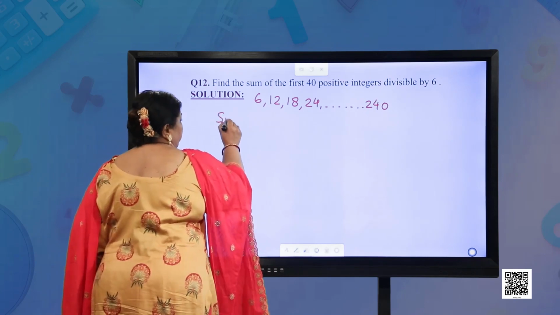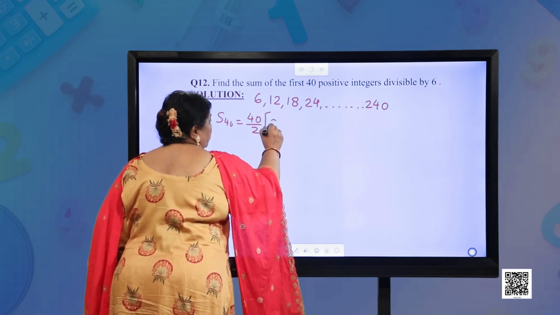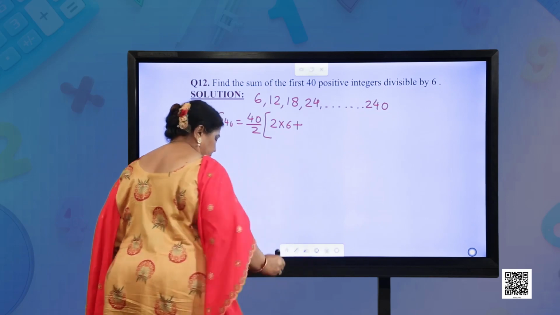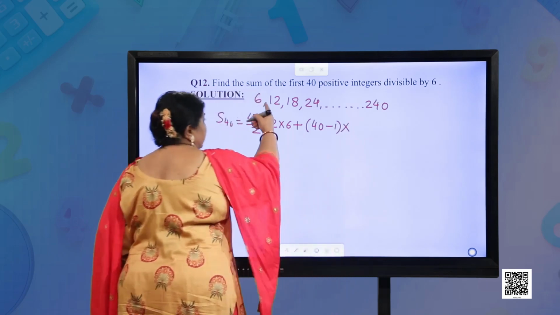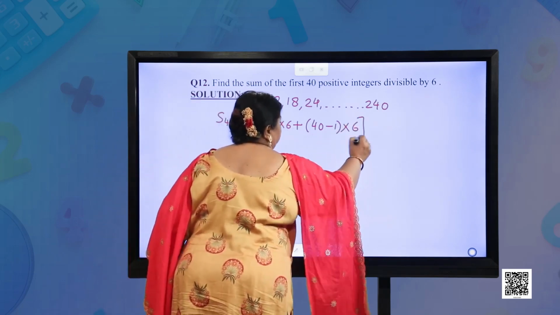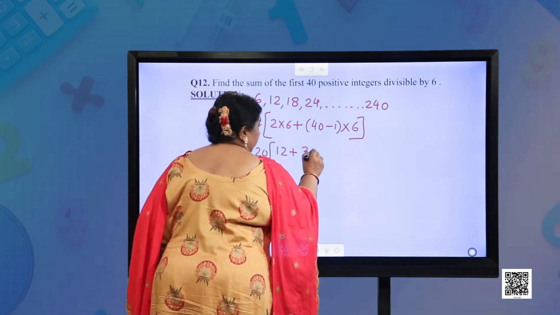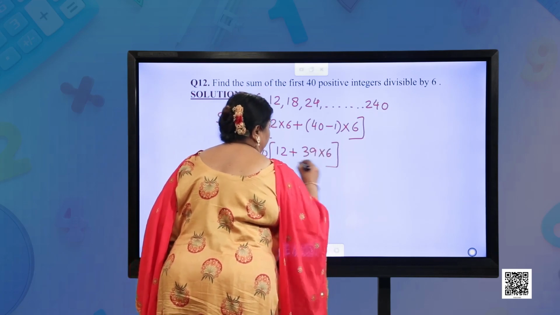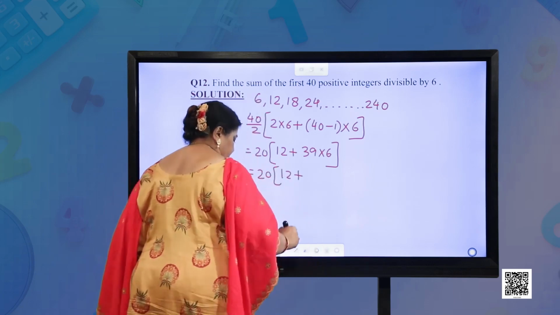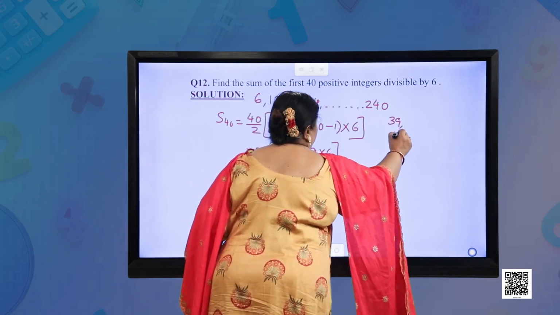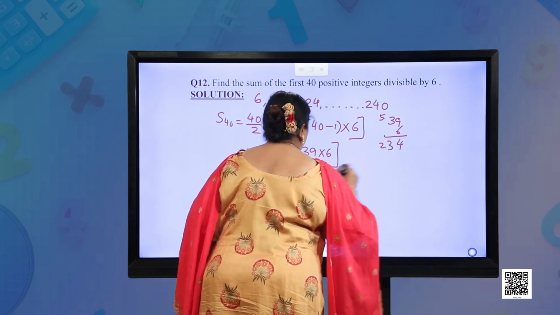So, S40 is equal to 40 upon 2 into 2a plus n minus 1, 40 minus 1 into d. What is d? 12 minus 6 is 6, good. So, we have 20 multiplied by 12 plus 39 into 6. Let us solve this. 12 plus 39 into 6. Yes, 234.